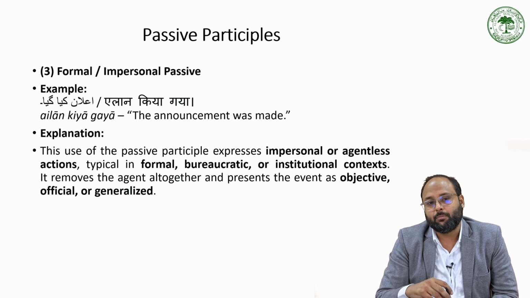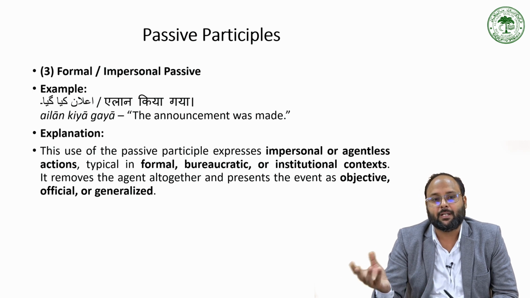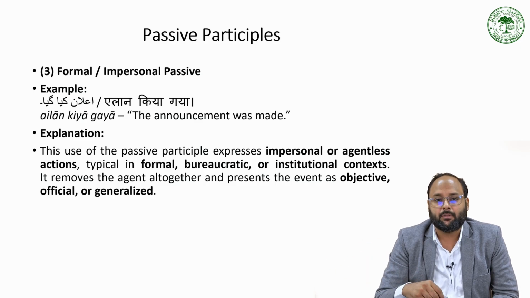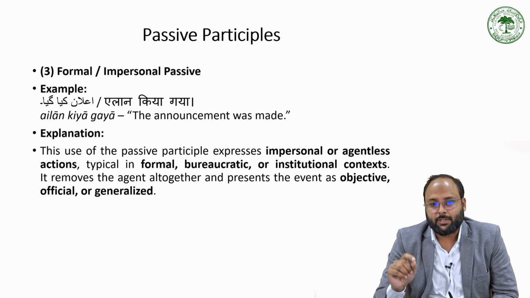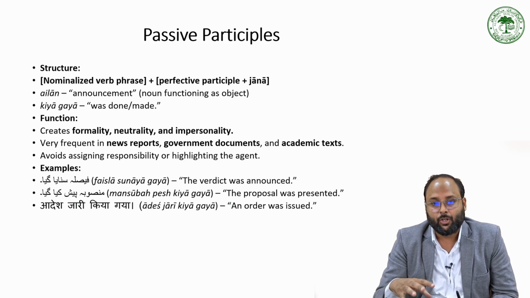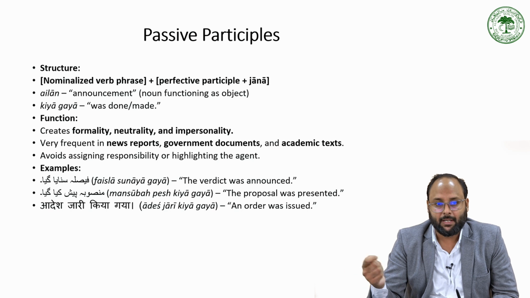In the formal or impersonal passive, we also use it, like ऐलान किया गया. So here we are not focusing on the agent, we are focusing on the events. This passive participle expresses the impersonal or agentless action, typically in formal, bureaucratic, institutional contexts, for objective, official or generalized purposes. Like the normalized verbal form we are using ऐलान, and the structure is the perfective participle plus गया: ऐलान किया गया, फैसला सुनाया गया, मंसूबा पेश किया गया. It is used in news reports, government documents and academic text.